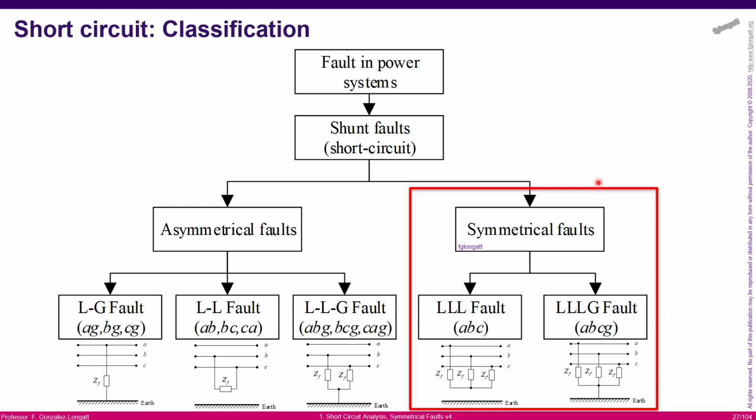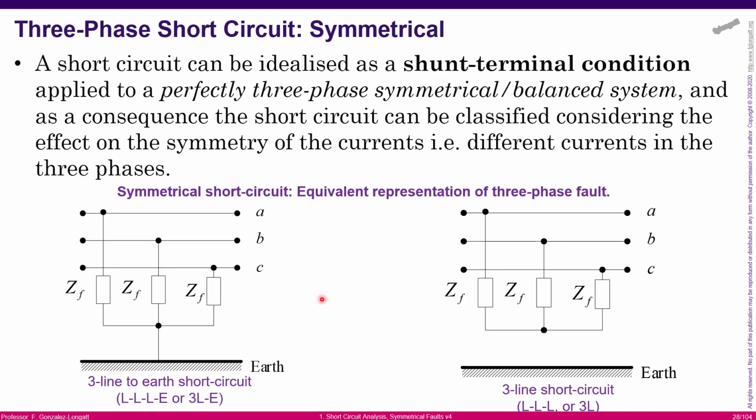What are the basic and most known symmetrical faults? The short circuits. You can see here that the short circuit can happen between the three lines, or it can be between the three lines and ground together. On the other side, and that is the topic for the next class, we have the asymmetrical faults: line to ground faults, line to line faults, and line to line to ground faults. However, the class today is only dedicated to the shunt terminal condition related to three-phase faults.